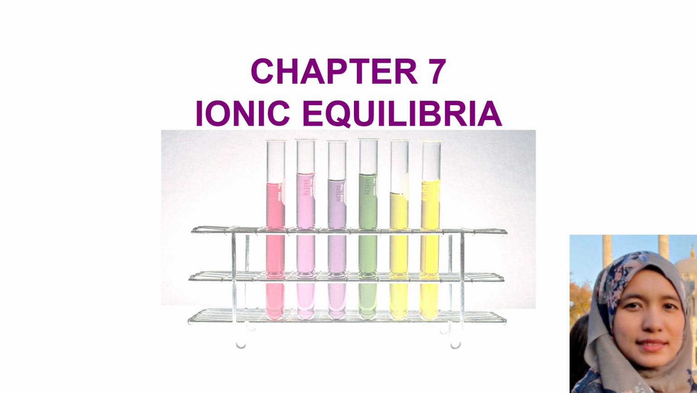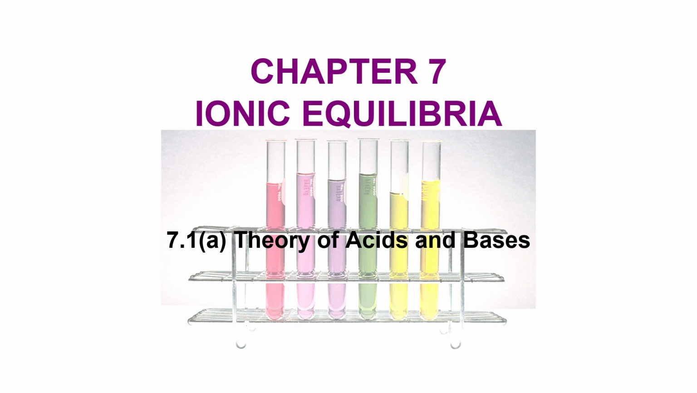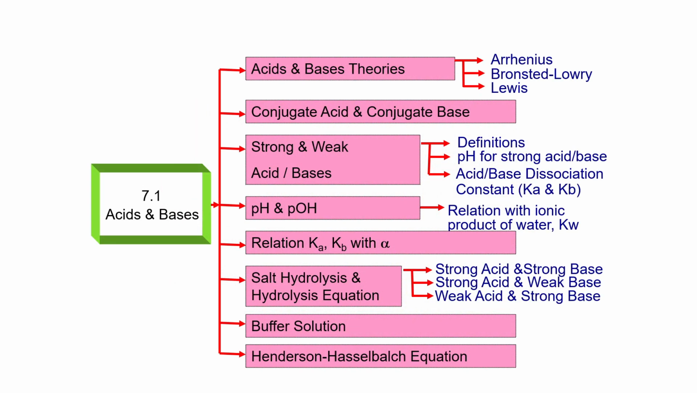Chapter 7, Ionic Equilibrium. Okay, so kita akan mula dengan the first subtopic, Theory of Acid and Base 7.1. So, untuk this first subtopic 7.1, saya akan divide into 3 part. This one, Acid and Base Theory, okay, according to Arrhenius, Bronsted-Lowry and Lewis. 4 orang ni yang define apa tu acid dengan base according to daripada definition of acid and base theory ni, kita akan determine conjugate of acid and conjugate of base.